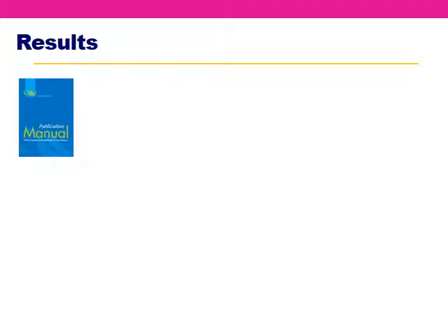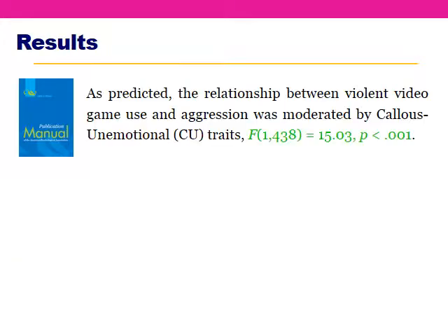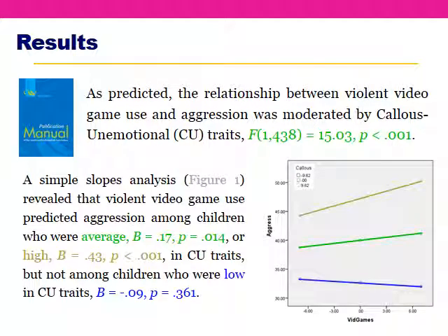So again, here's how we'd write up our results for this. I just really cut to the chase here. The relationship between violent video game use and aggression was moderated by, remember that moderation and interaction are synonyms, was moderated by callous unemotional traits. Here's the results of that F-change test that we saw previously. And then here's the results of our simple slopes analysis, and there's your graph.